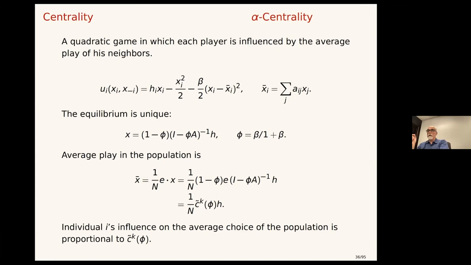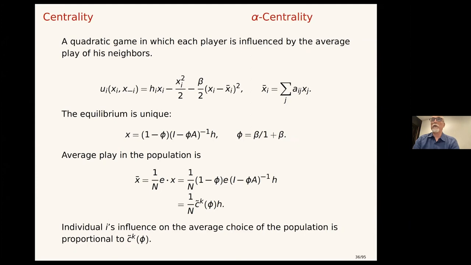Aij times xj summed over j. This is the average of the x's, the average of the behaviors of the people that i is connected to. Okay, everybody understand? Now, what's going on in the utility function?